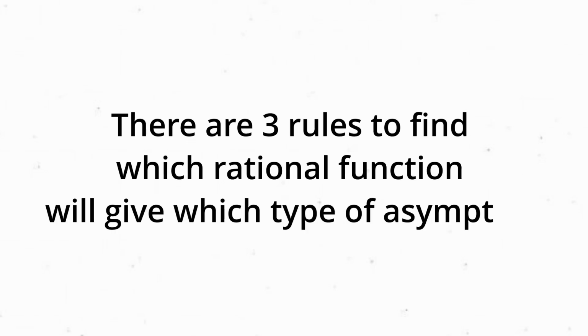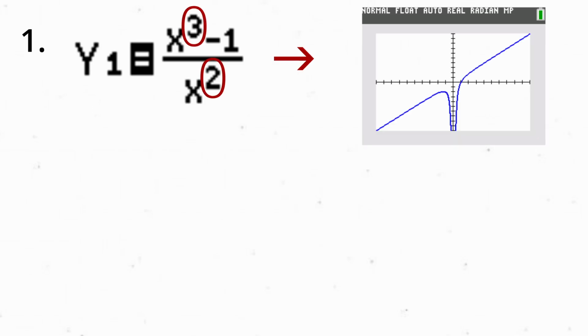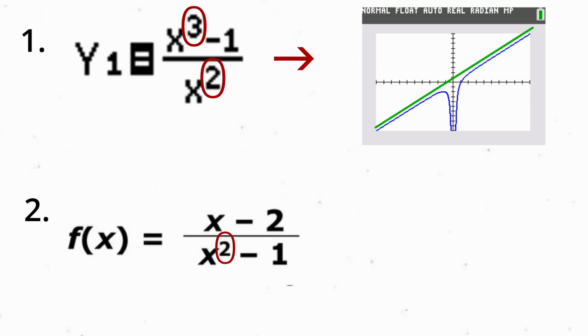There are 3 rules to find out which rational function will give you which type of asymptote. First, when the function in the numerator has a degree 1 value more than the bottom function, this will give you an oblique asymptote. That's basically when there's a slanted line where the function will never reach. Second, when the bottom function is 1 or more degrees more than the top function, this will give you a horizontal 0 asymptote. I like to call these bottom heavy because they're bottom heavy.